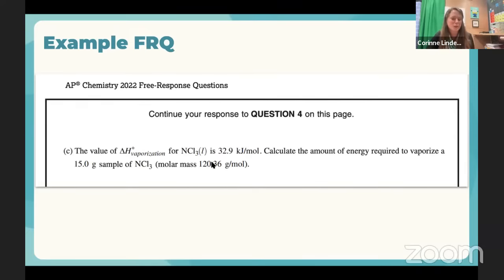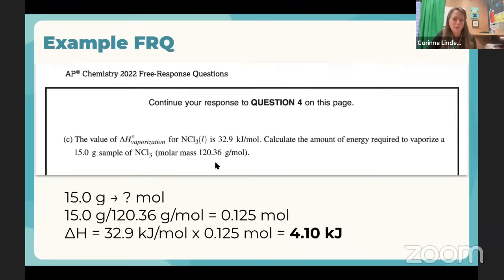Here I'm going from grams to moles. I'm going to divide by that molar mass to find out I have 0.125 moles of my substance. Then I'm just trying to figure out the amount of energy required for that amount. If I know it takes 32.9 kilojoules per one mole, and I only have 0.125 moles, I am just multiplying these two together. And here's another example of sig figs. We have three sig figs with this answer to match up all of our values.